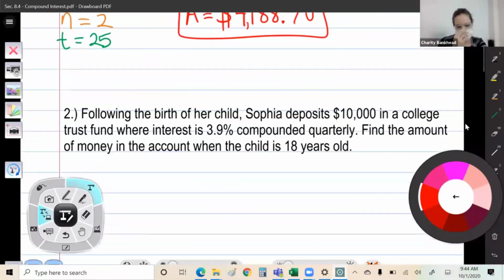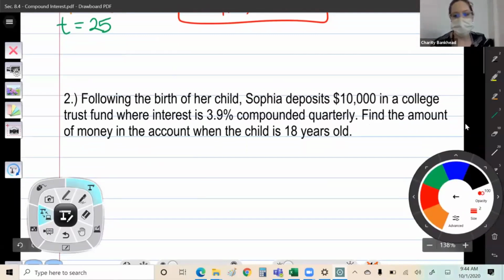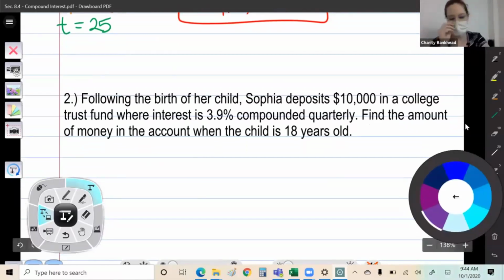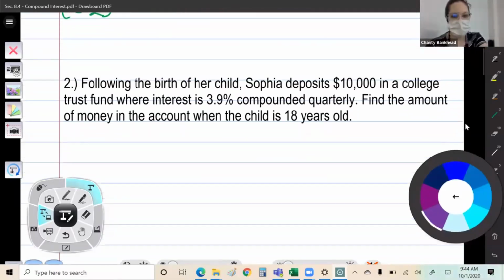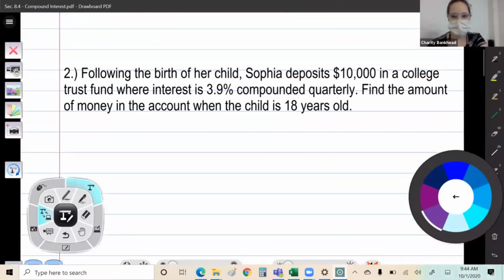Number 2. Following the birth of her child, Sophia deposits $10,000 in a college trust fund where interest is 3.9% compounded quarterly. Find the amount of money in the account when the child is 18 years old.